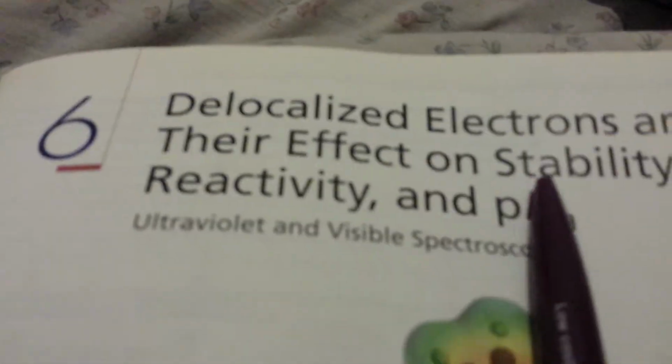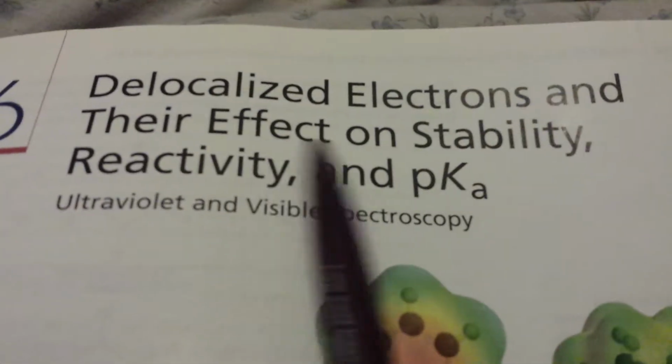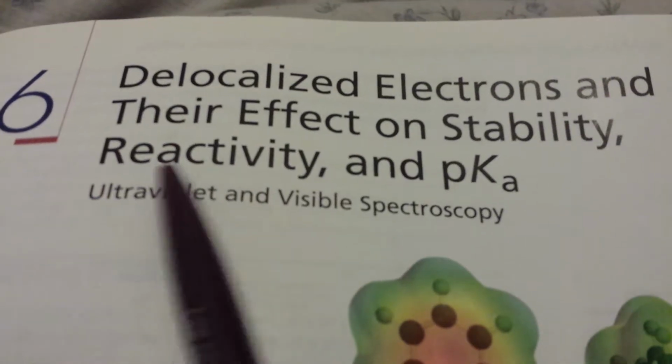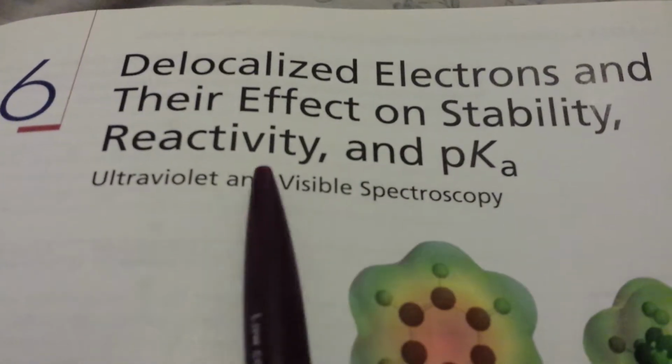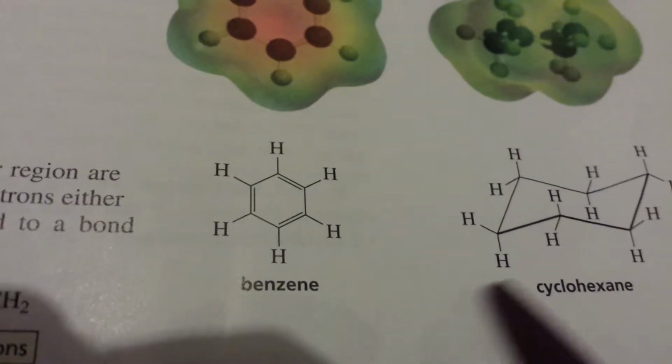So let's see what this is. Delocalized electrons and their effect on stability, reactivity, and pKa. And this is benzene and this is cyclohexane. So, benzene and cyclohexane.